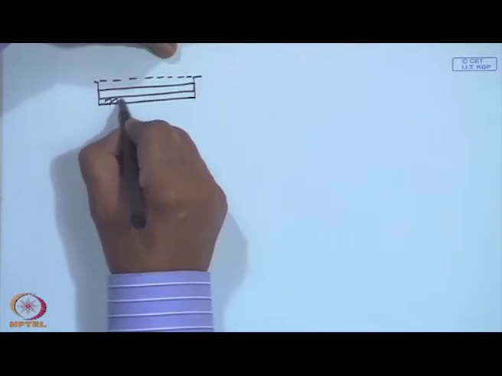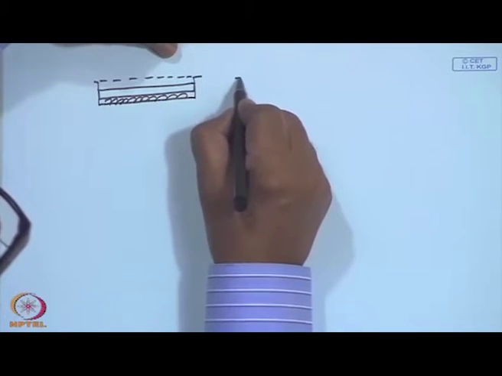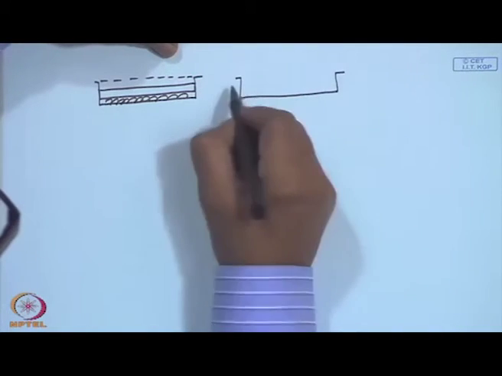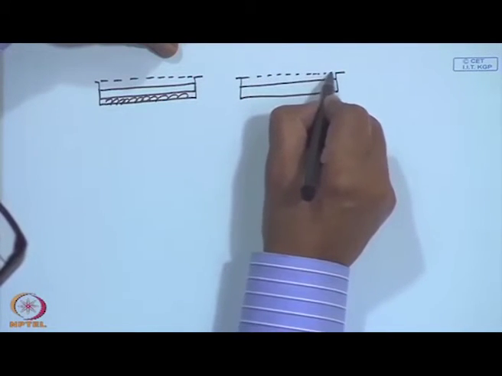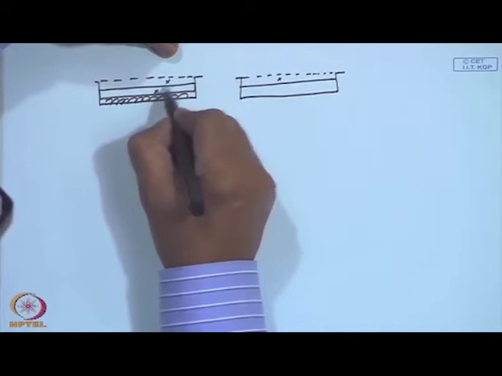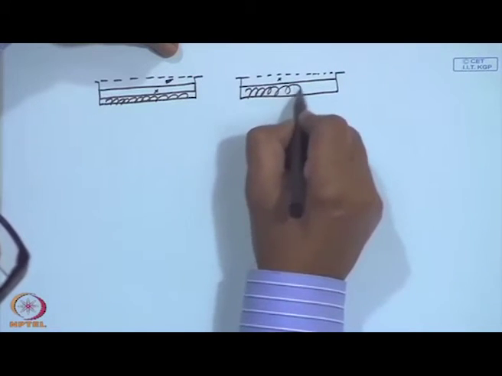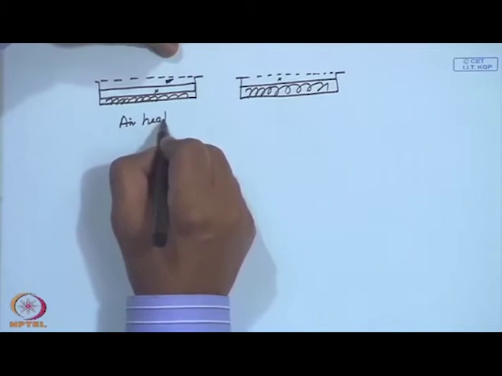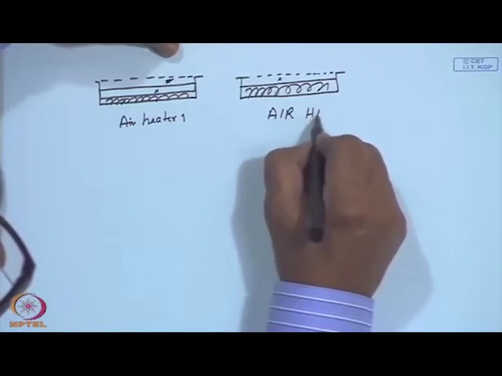And the next configuration was with only one absorber sheet and one glass cover, and the flow channel being perpendicular to the plane of the board, here and here between these two. This is insulated. So, this is air heater 1, this is air heater 2.